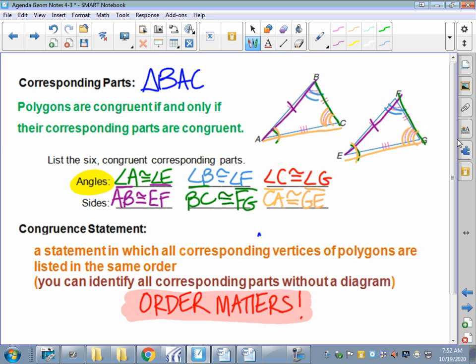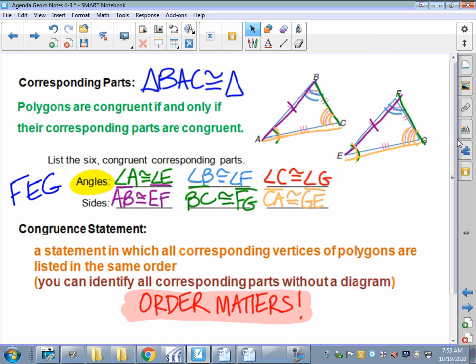Triangle BAC is congruent to triangle... If I name that one first, the first one BAC, how do I have to name the second one? Whatever corresponds to B, because it's written first, has to go first. So angle B corresponds to angle F. A corresponds to E. And C corresponds to G. So F, E, G. One more time. F, E, G.